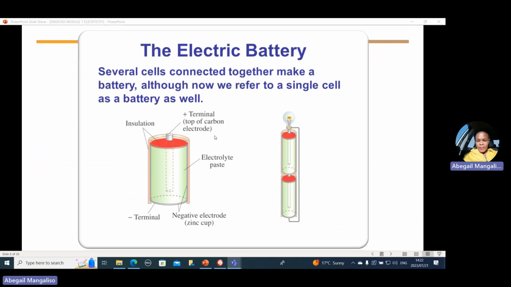The cell. A difference between the cell and the battery. When we see a single battery, we call it a battery, but in science or in physics, that is called a cell. But when you see more than one, it's called the battery. Several cells that are connected together, they make a battery, although now we refer to a single cell as a battery.